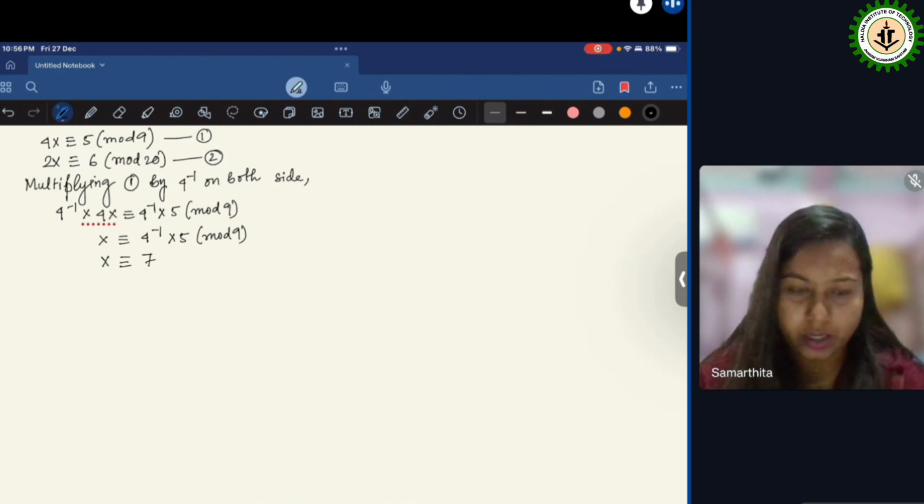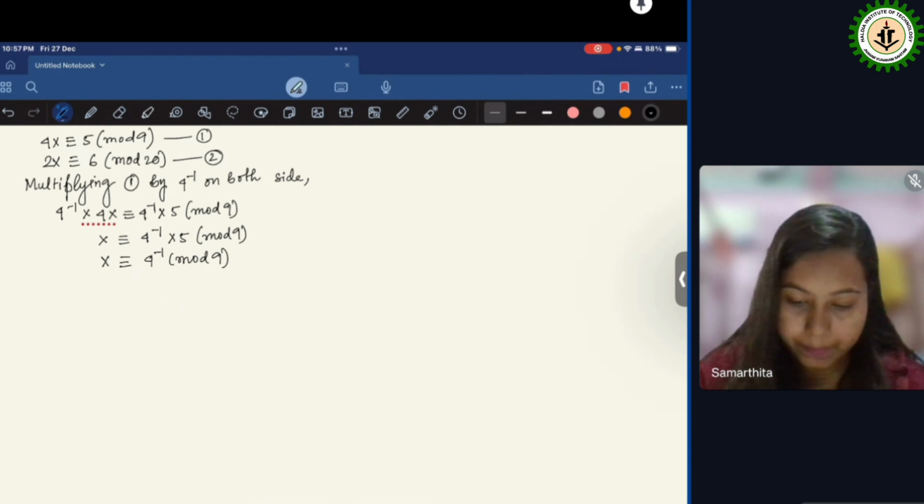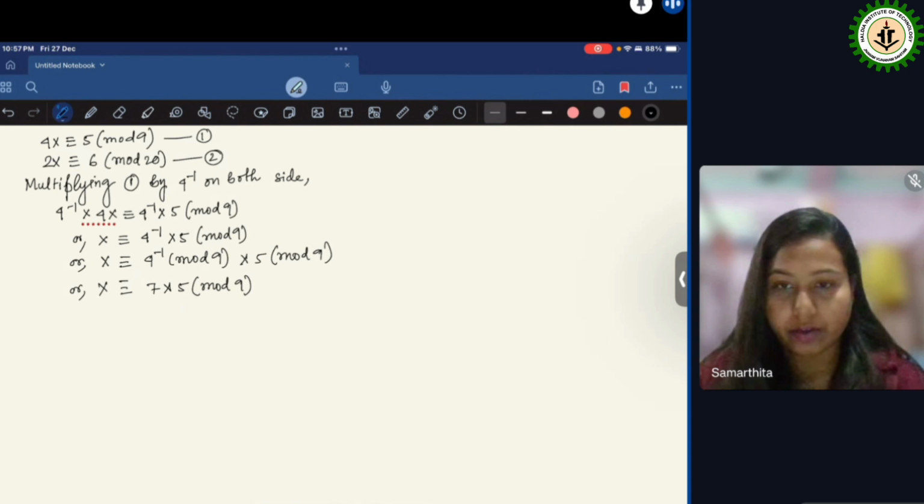I don't want to do any kind of step jump so that you can understand so much better. So 4 inverse mod 9 and into 5 mod 9, or x congruent to 7 into 5 mod 9. So 4 inverse mod 9, okay, so we will get 7.